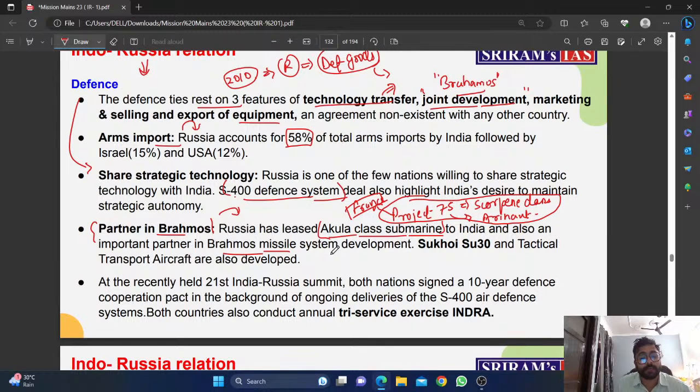Then we have a partnership in Sukhoi. Then tactical transport aircraft, similar to what we have from USA, the C-17 Globemaster. It is just a transporter. So at the very recently held 21st India-Russia summit, both countries have confirmed their purchase of the S-400 air defense system despite issues being raised by USA.